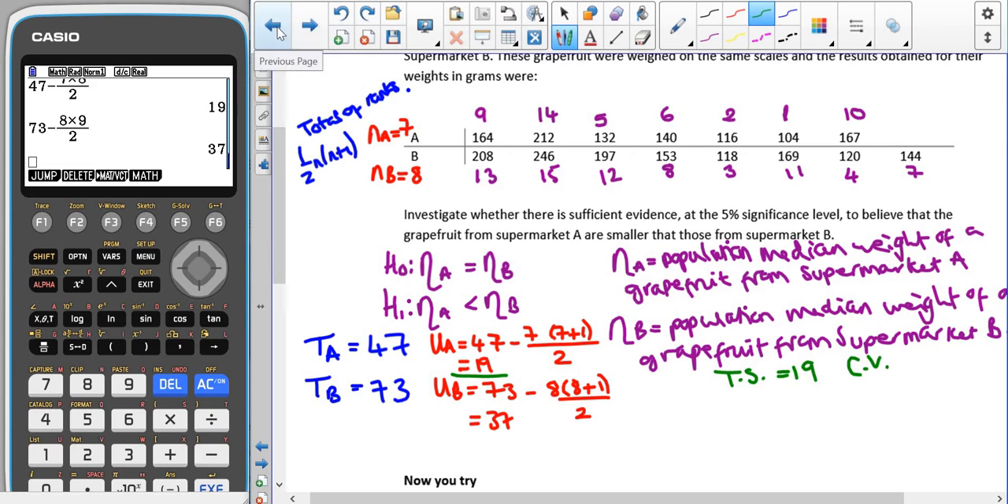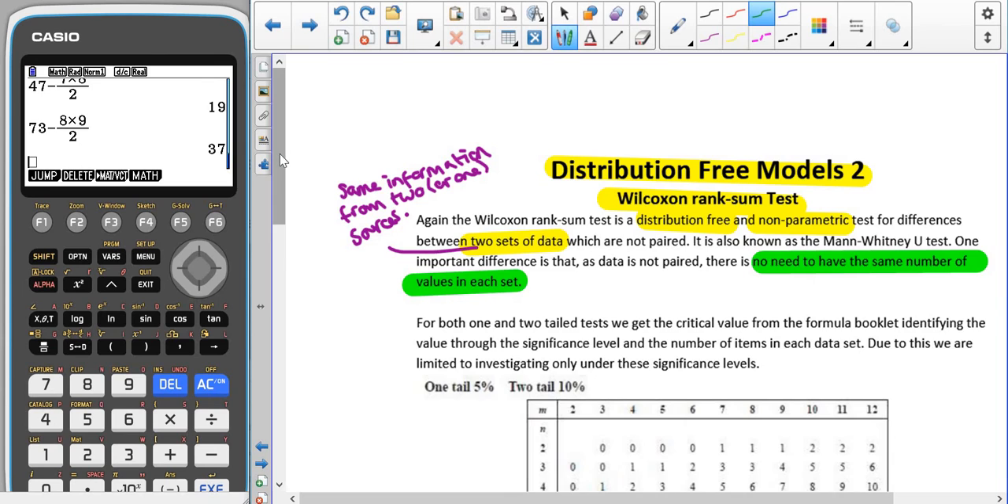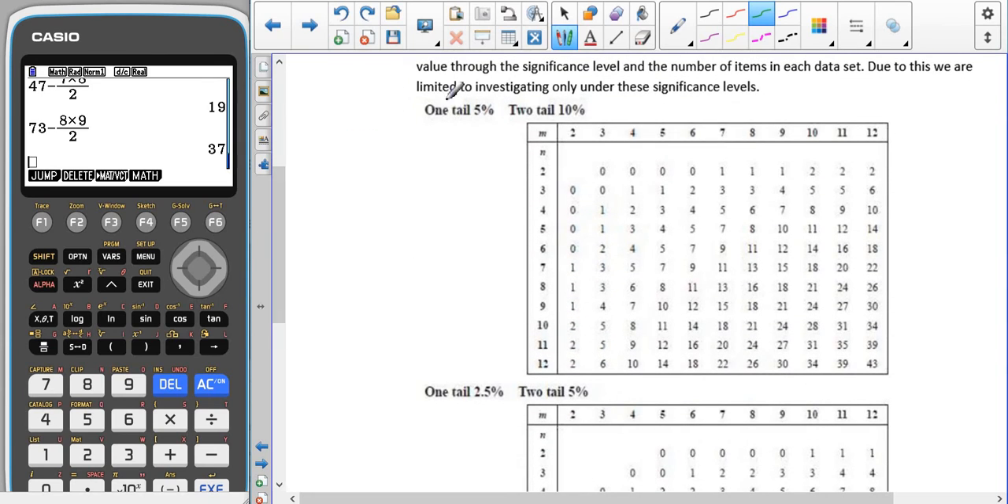Our critical value, so this is a one-tail hypothesis test at a 5% significance level. So if I just go back to my tables, looking at the descriptions as to which one we should use, like I said, it was one tail 5%. So that's this top table here. And as you can see, we've got M and N. Now these are the different sizes. So in one group, we had 8 pieces of data, and in the other group, we had 7 pieces of data. So we look at where those two values cross, and that gives us a value of 13.